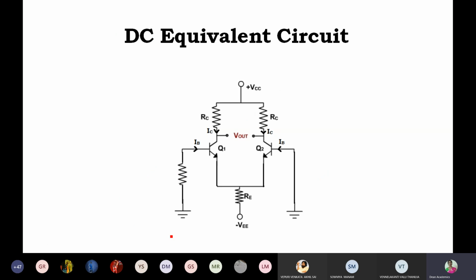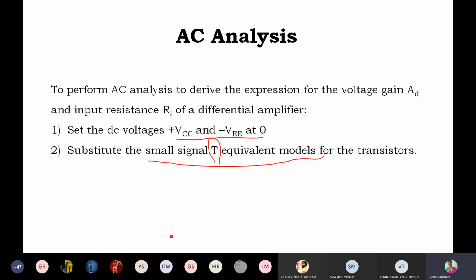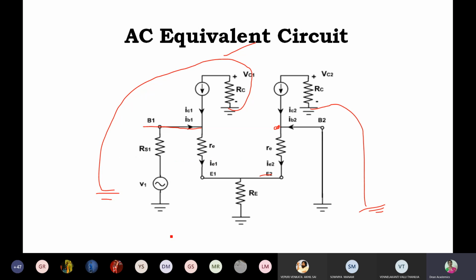And for this, we have to carry out DC analysis, and DC analysis is the same for all 4 configurations. The manner in which we carried out DC analysis for the dual input balanced output differential amplifier, the same way you can carry out this and write IE and VCEQ. After that you carry out AC analysis, right? While carrying out AC analysis, we have 2 steps: to draw the AC equivalent circuit, set DC voltages to 0 and substitute the small signal T equivalent circuit.